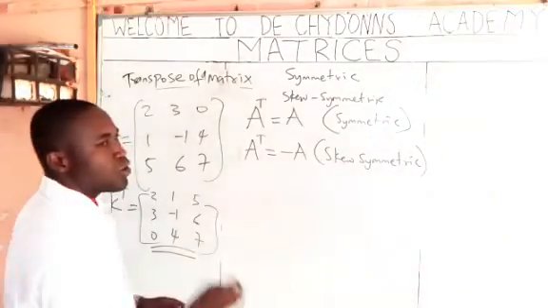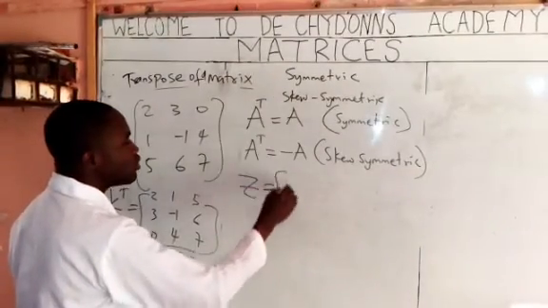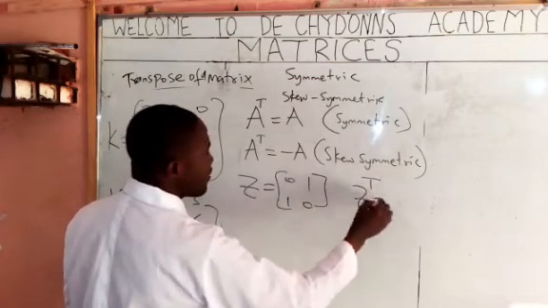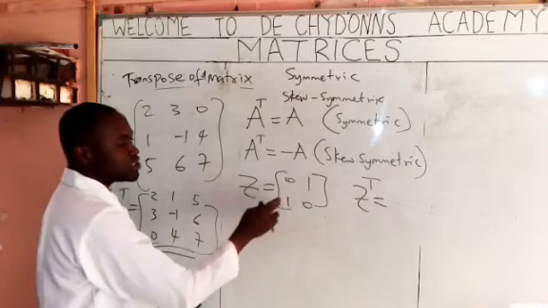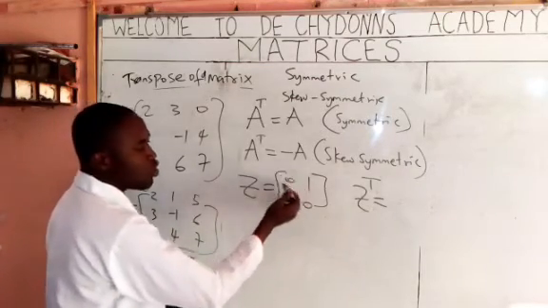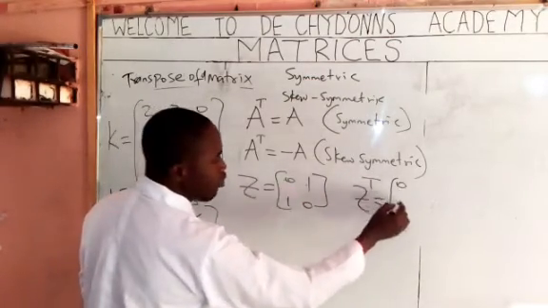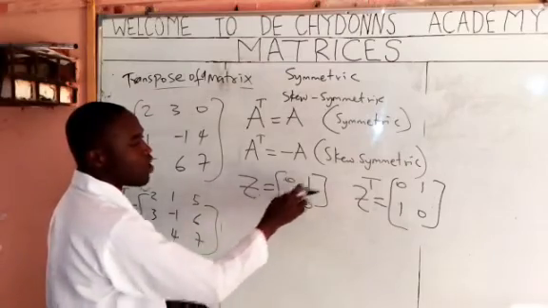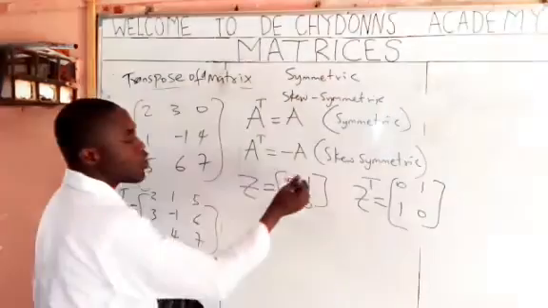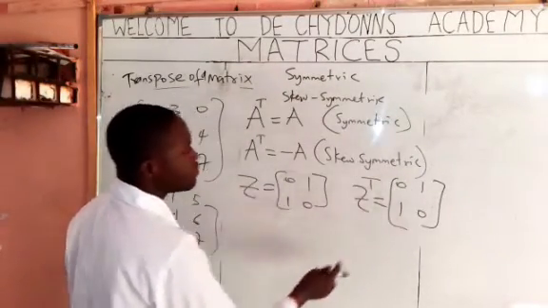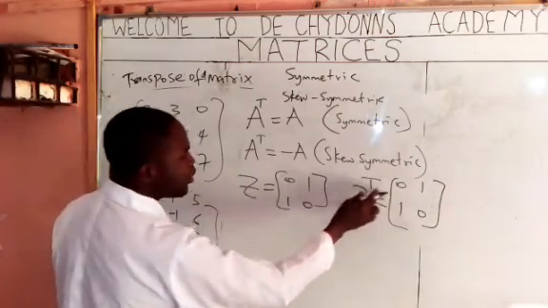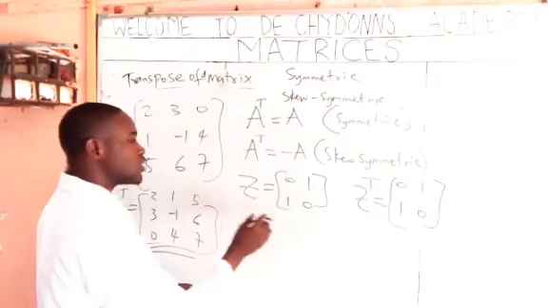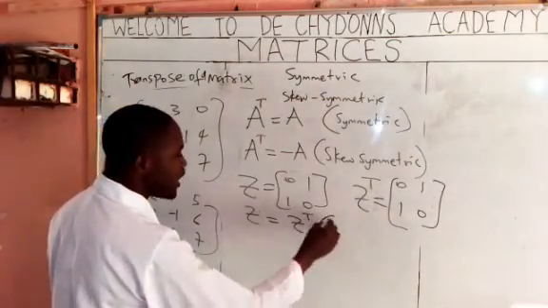Now take for instance, matrix Z is equal to 0, 1, 1, 0. You know that Z transpose will be what? Transpose of this 2 by 2 matrix means interchange the off diagonal elements, or take the row, call it column. Our first row is 0, 1, you call 0, 1. Second row, 1, 0, you say 1, 0. Or you interchange the off diagonal elements, you still have the same answer. You can see that Z transpose is equal to Z itself. So you say that Z is equal to Z transpose, so it is symmetric.